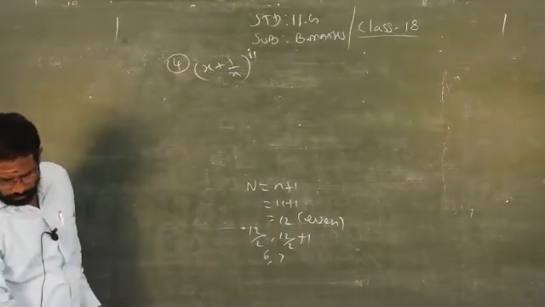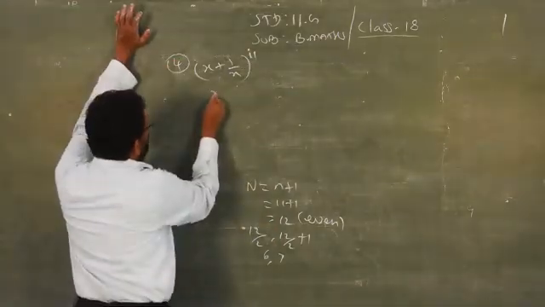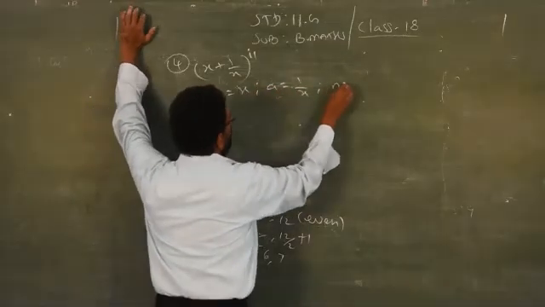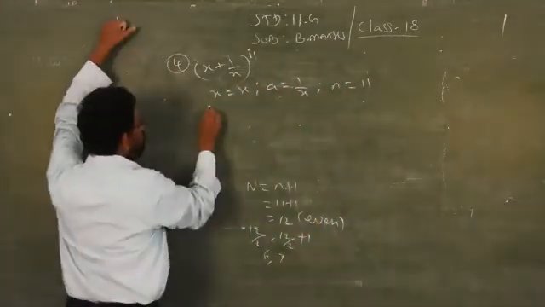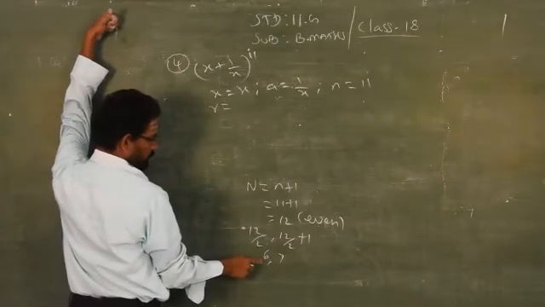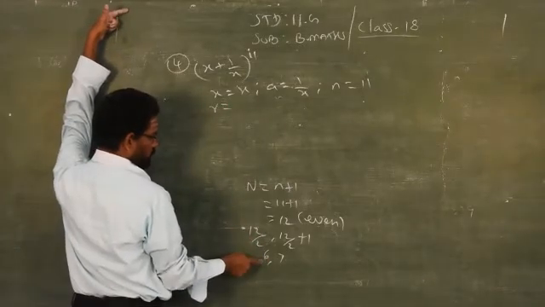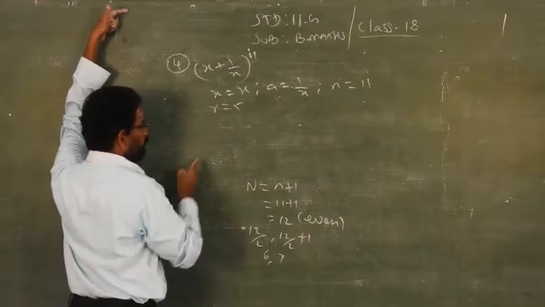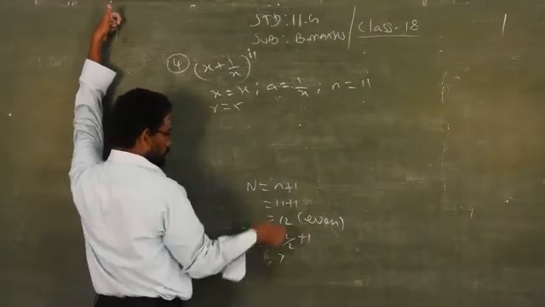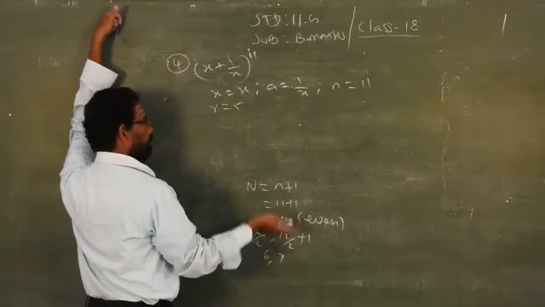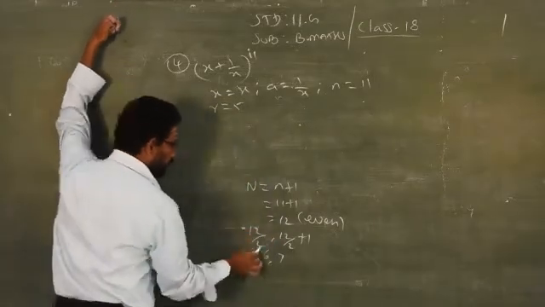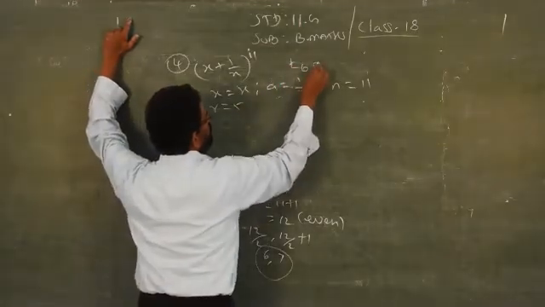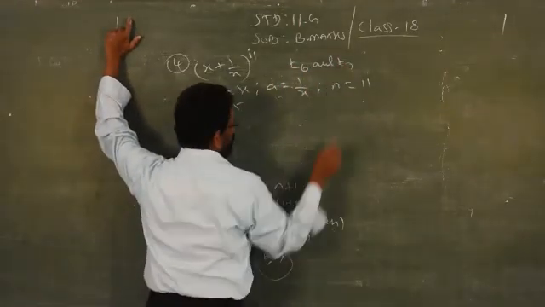So, what is that x plus 1 by x? Compare: x is equal to x. What is your a? 1 by x. What is your n? 11. And what is your r? The 6th term I have to find out. To find the 6th term, r should be replaced by 5. Are you clear? If you replace r by 6, then you get only the 7th term. If you replace r by 7, you get the 8th term. But what terms do I need? T6 and T7. So, I have to find T6 and T7 by using this concept.